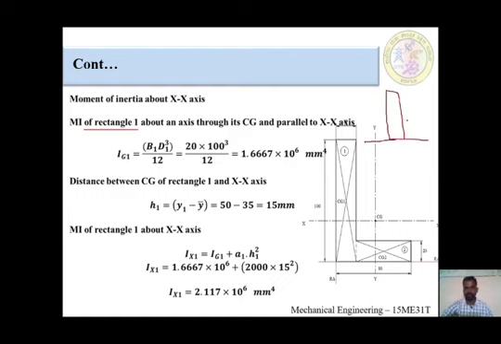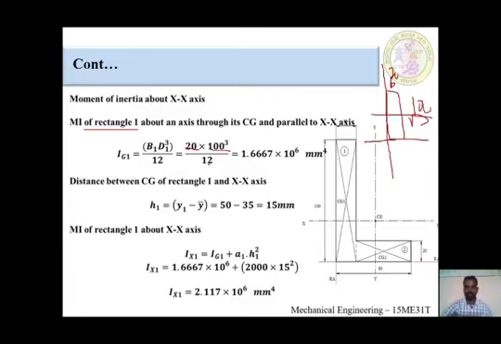The reference would be here only, and the vertical reference is here only. The x-axis is this one. This we call the b value, this we call the d value, as usual, like we solved in the previous problem. Okay, what is the b value? This is 20, this is 100. So 20 into 100 cube divided by 12.